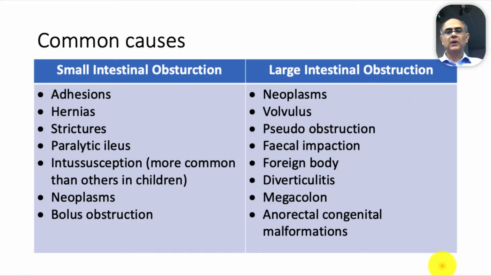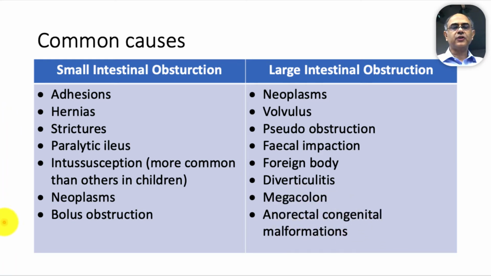Large bowel obstruction. The commonest cause is the malignancies. If you see a patient with large bowel obstruction, the number one cause you should rule out is the tumors. Then the volvulus. Then comes the pseudo-obstruction. Simple fecal impactions, constipation, severe constipation. The stools harden so much in the rectum and sigmoid colon that the patient is unable to evacuate at all, naturally in very old people, and they can cause obstruction. Then comes the different foreign bodies, diverticulitis, and some anorectal congenital malformations and the megacolon.